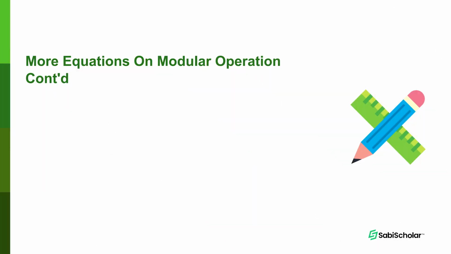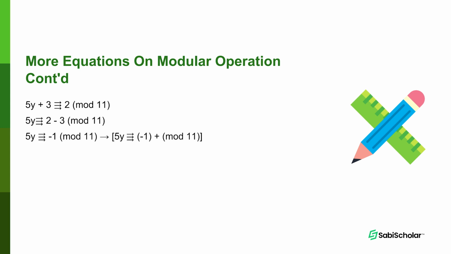Also, if we want to solve 5y + 3 ≡ 2 in modulo 11, what we will do first is transfer the 3 to the other side. That will give us 5y ≡ 2 - 3 in modulo 11. So 5y ≡ -1 in modulo 11.